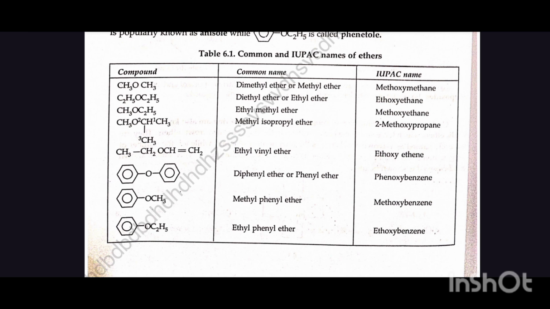CH3CH2OCH=CH2: ethyl vinyl ether, ethoxyethene. Benzene-O-benzene: diphenyl ether or phenyl ether, phenoxybenzene. Benzene-OCH3: methyl phenyl ether, methoxybenzene. Benzene-OC2H5: ethyl phenyl ether, ethoxybenzene.